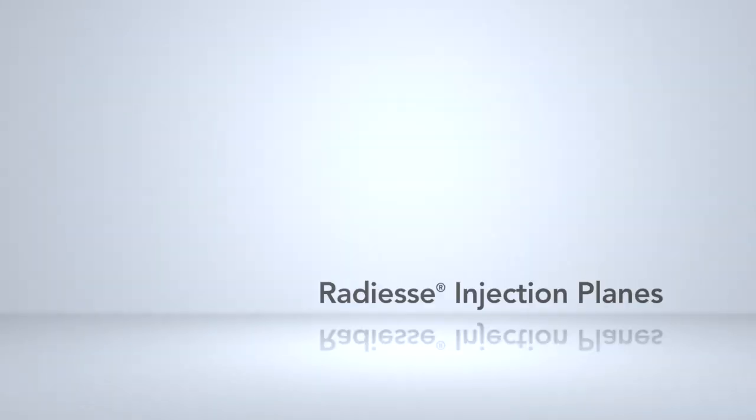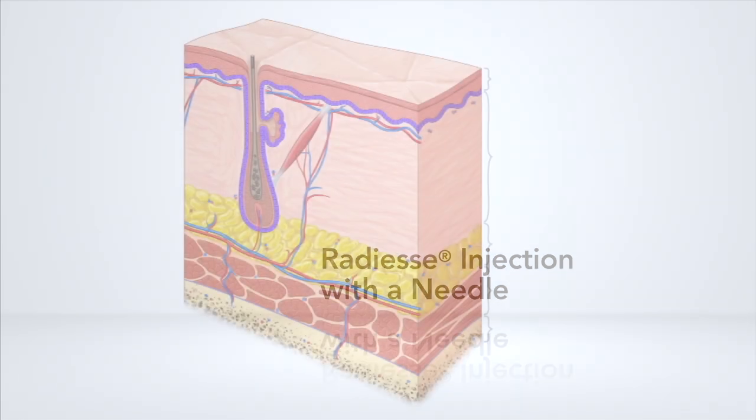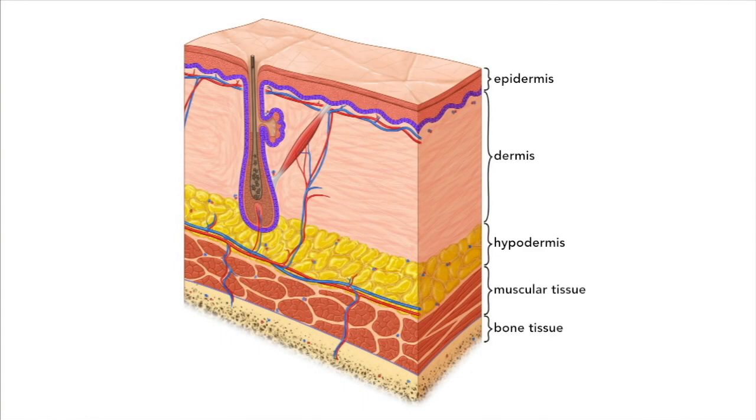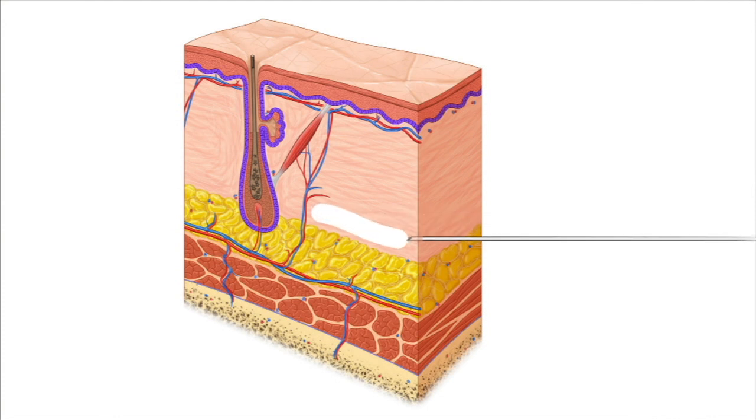Radiesse injection planes. Radiesse injection with a needle. Radiesse is injected with needles provided in the package or any needle with a caliber greater than or equal to 27 gauge, the most commonly used by linear retrotracing injection process.